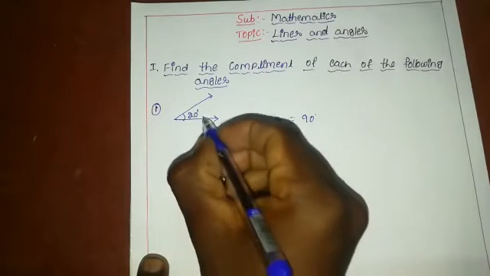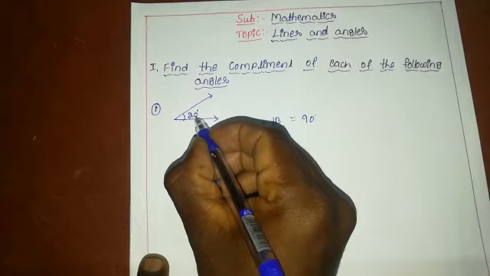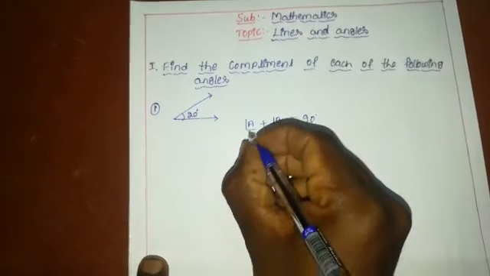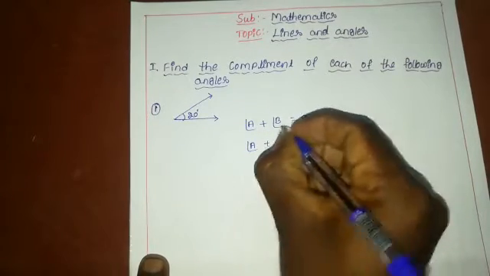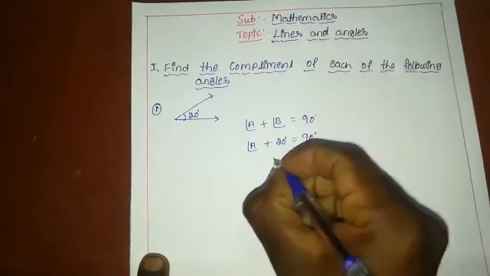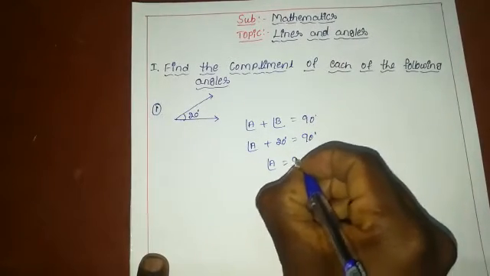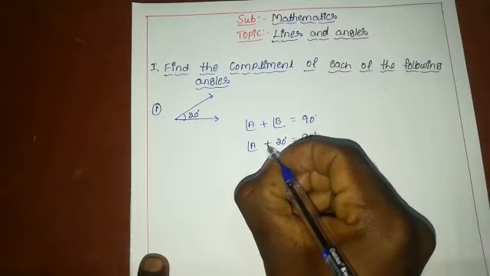Here we know one of the angles, which is 20 degrees. We consider this as angle B, and now we have to find angle A. So angle A plus 20 degrees is equal to 90 degrees. Now angle A is equal to 90 degrees, and this plus 20 is there.